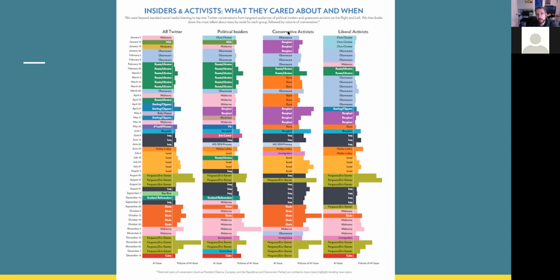And then it splits it up between self-identified conservative activists and self-identified liberal activists in order to be able to suss out, hey, what's important in the conservative world and what's important in the liberal world? Well, guns dominates a lot of the conversation for much of March and April, whereas Obamacare dominates much of the conversation during that same time.